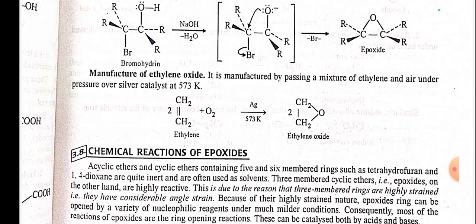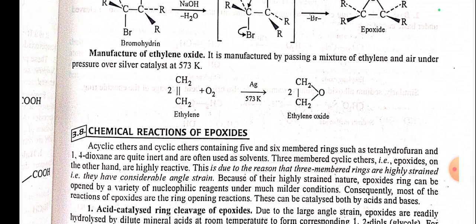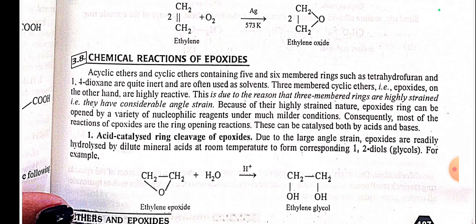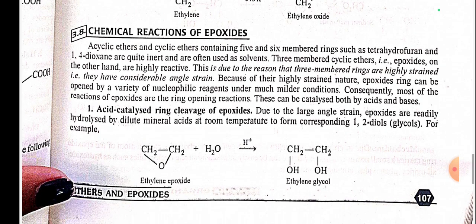It is manufactured by passing a mixture of ethylene and air under pressure over silver catalyst. Ethylene with Ag gives ethylene oxide. Chemical reactions of epoxide. Acyclic ethers and cyclic ethers containing 5 and 6 membered rings, such as tetrahydrofuran and 1,4-dioxane, are quite inert and are often used as solvent.